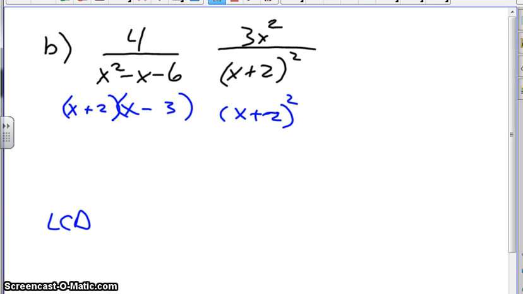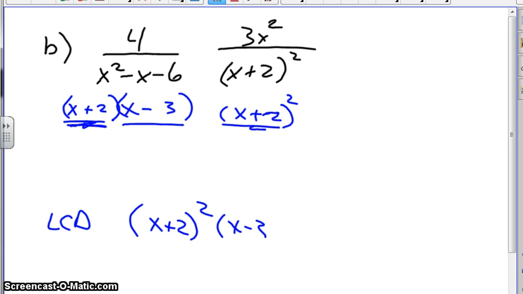So now when we find the LCD, we're going to use every factor, but where they have a common one, we use the higher degree. So, do they both have x plus 2? Which one are we using? x plus 2 squared. That takes care of this one over here, that's just a first degree. And then this one has x minus 3, do we use it? Yes. So the common denominator would be that, the least common denominator.